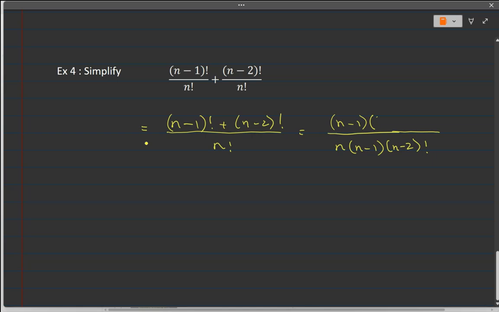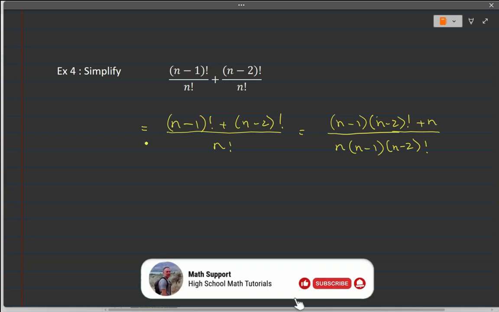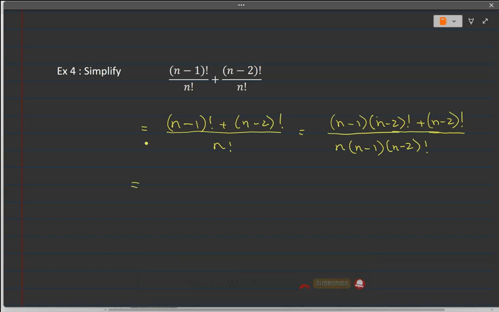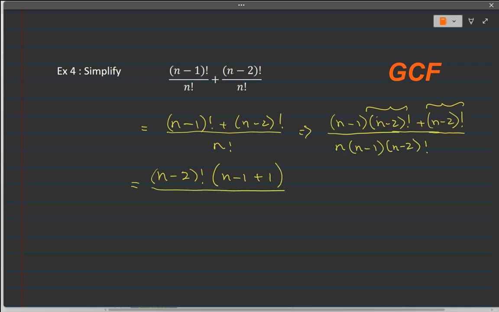You can now break it down more. And we're going to go down to n minus 2 factorial because there is an n minus 2 factorial in the numerator. Okay. So here it is. Notice that n minus 2 factorial and n minus 2 factorial, that's a common factor, the greatest common factor from the top. So let's do n minus 2 factorial. You factor that out, you get n minus 1 plus 1, close the bracket, all over n times n minus 1, n minus 2 factorial.